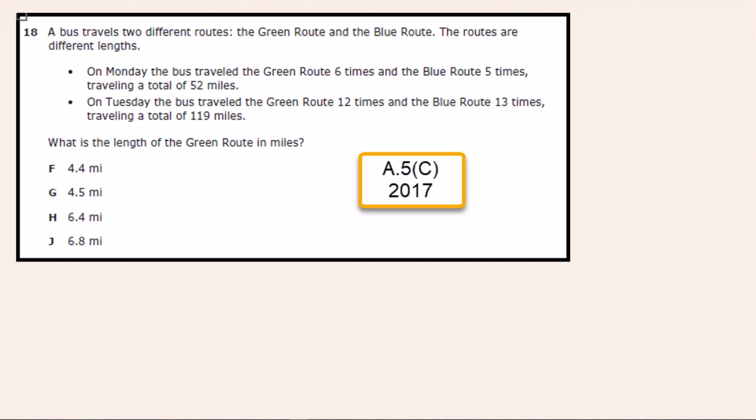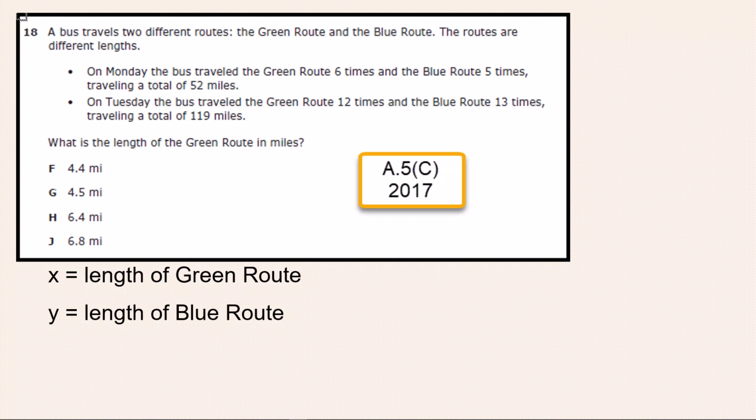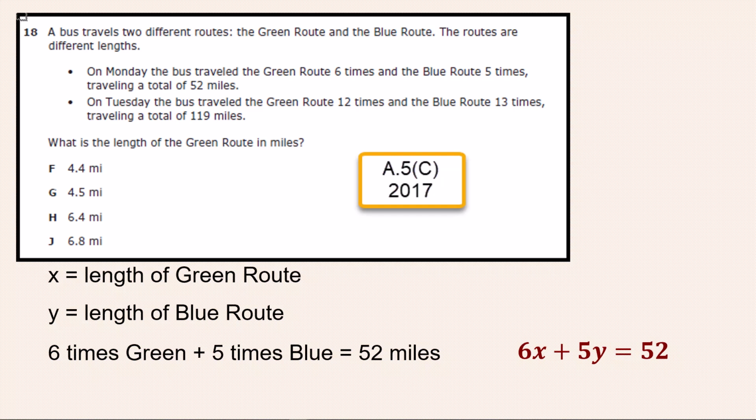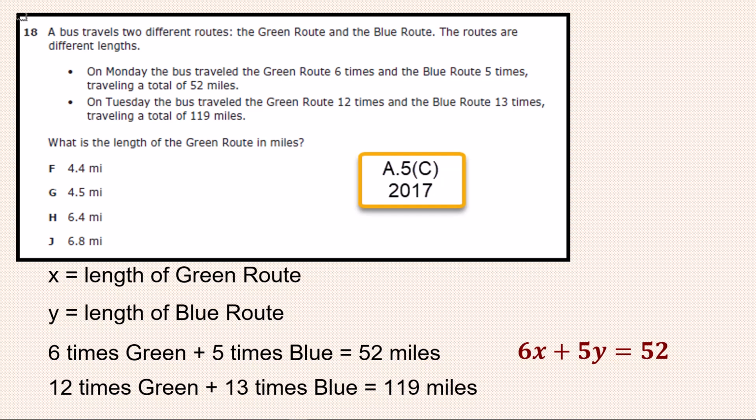To do this, we need to find both, and so we set up two variables, x and y, to represent these two routes, x being the length of the green route, and y the length of blue. The equation-like sentences would be 6 times green plus 5 times blue equals 52 miles, with the equation being 6x plus 5y equals 52. And the second sentence and equation being 12 times green plus 13 times blue equals 119 miles, and then 12x plus 13y equals 119.